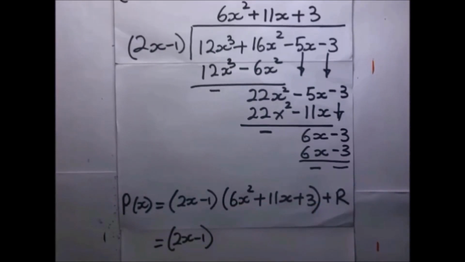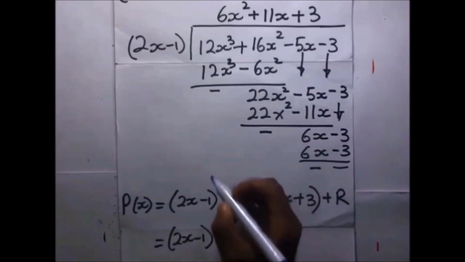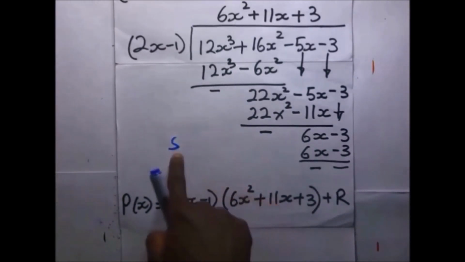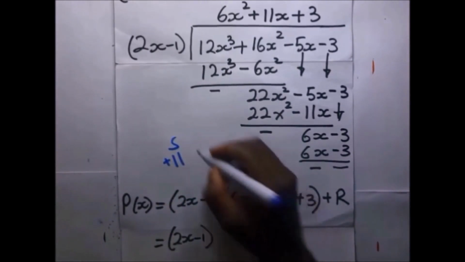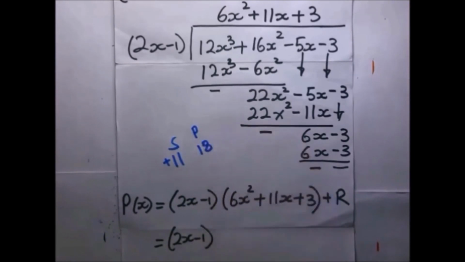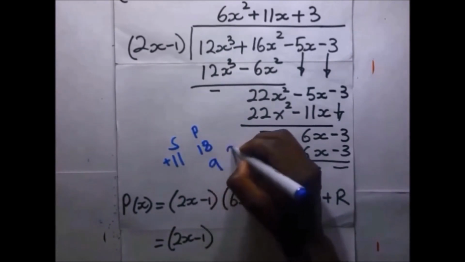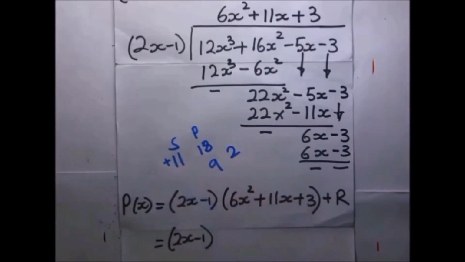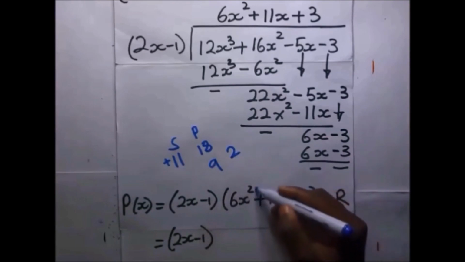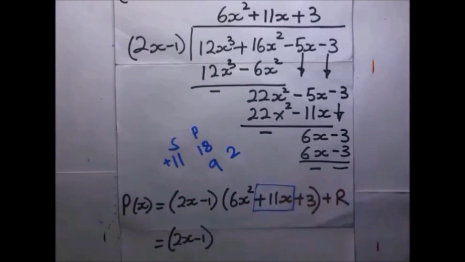Factorizing that quadratic expression, we're supposed to get two numbers that, when we add them up, give us positive 11, and when we multiply them, give us 6 times 3, which is 18. And these two numbers are 9 and 2. 9 times 2 is 18. 9 plus 2 is 11. So these two numbers are the ones going to replace that middle bit.